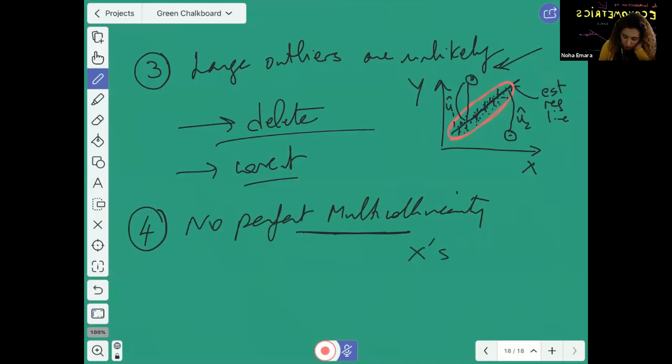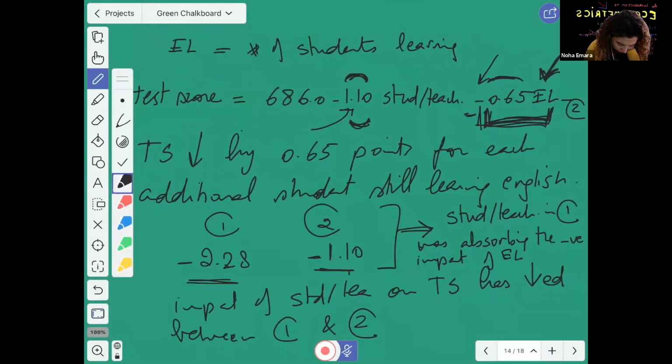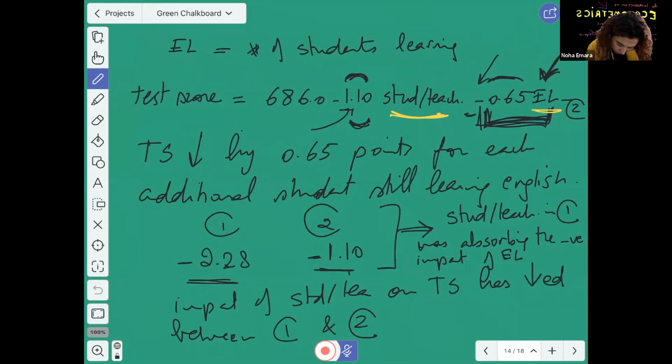Let me go back to one of the examples we have to explain this. Collinearity is all about the x's, student-teacher ratio, English learners. It has nothing to do with the y. So collinearity is all about the x's in the model. And this assumption assumes that these two variables are not perfectly collinear. What is perfectly collinear? They are not 100% correlated.